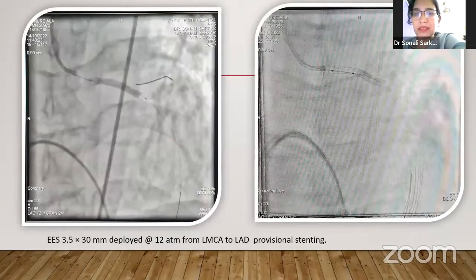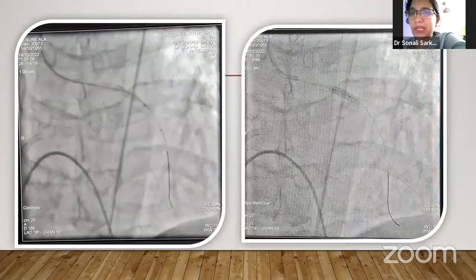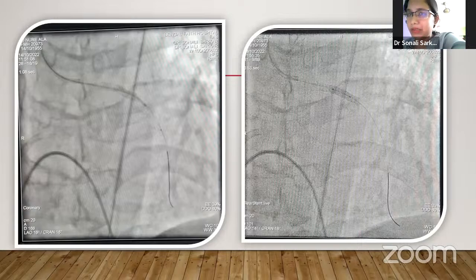Next slide, please. And this is a relatively simple 3.5 by 30 ostioproximal left main to LAD deployed. And the next slide. Then followed by the stent flaring and POT with a 4 by 12 millimeter NC at 20 atm, and then a repeat run of the IVUS, which showed some amount of stent under expansion in the zone of the ostium of the LAD and distal left main. So we again took in the 4 millimeter NC and another round of post dilation.